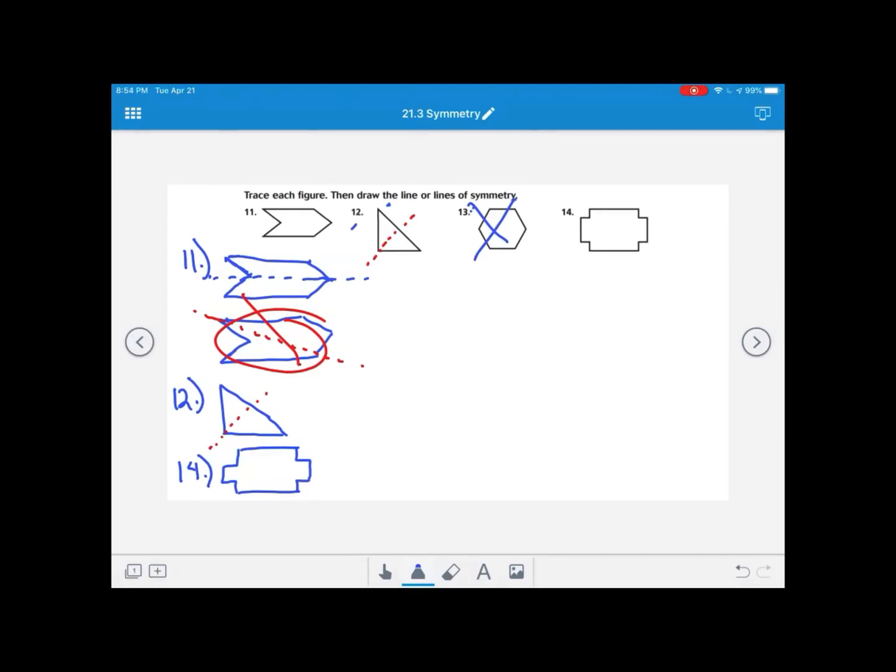Now, if I were to draw straight down, I do see that the sides would match. So that does have one line of symmetry there. I believe I can also draw across. Yes, and that matches as well. Now, can I go diagonal? Yeah, that works too. Diagonal works both ways.